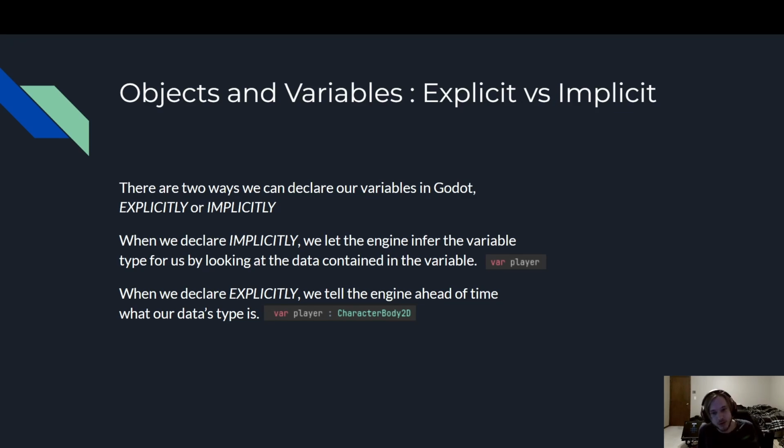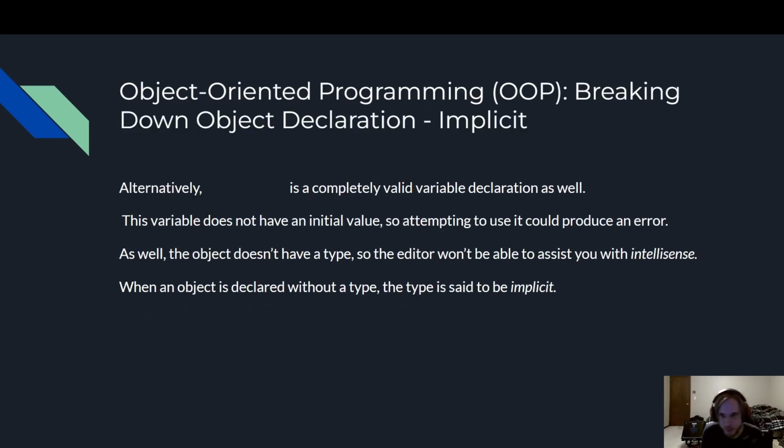The alternative, and what I think is much better, is explicit variable declaration. We tell the engine ahead of time what our data type is going to be. So in this example, I actually have the data type along with the variable declaration. That's the big difference, is in the variable declaration, I have the data type right here. That's the difference between explicit and implicit. Implicit, no variable type. Explicit, variable type.